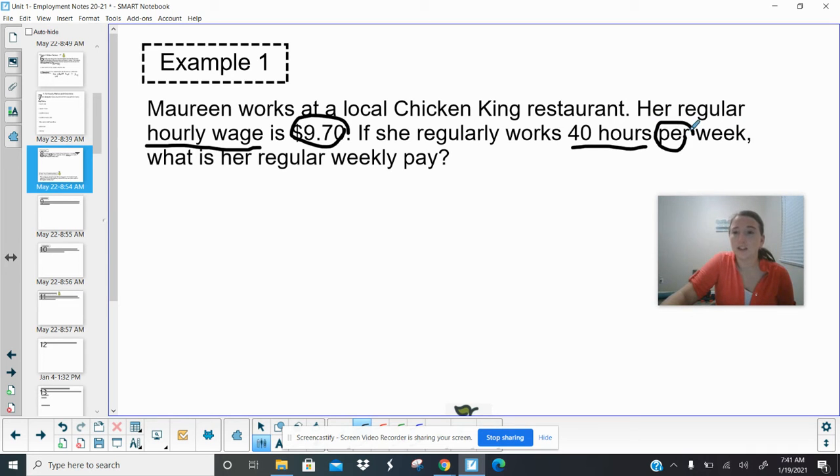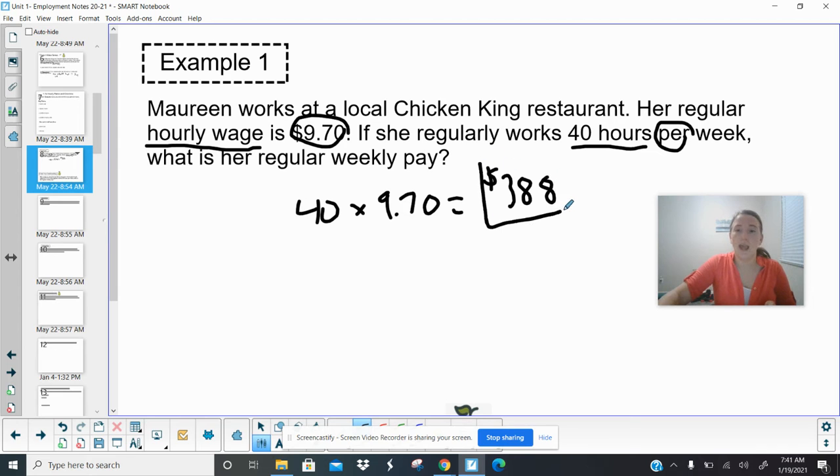Per is a multiply type word. If I say per or each or every or of, that means to multiply. This is how much she makes per hour. She works 40 hours in a week. You should be multiplying these two. So 40 times $9.70. If you want to make sure your paycheck is correct, this is what you should do. See how many hours you worked, multiply that by your hourly rate, and then look at your paycheck and see if they did it correctly.